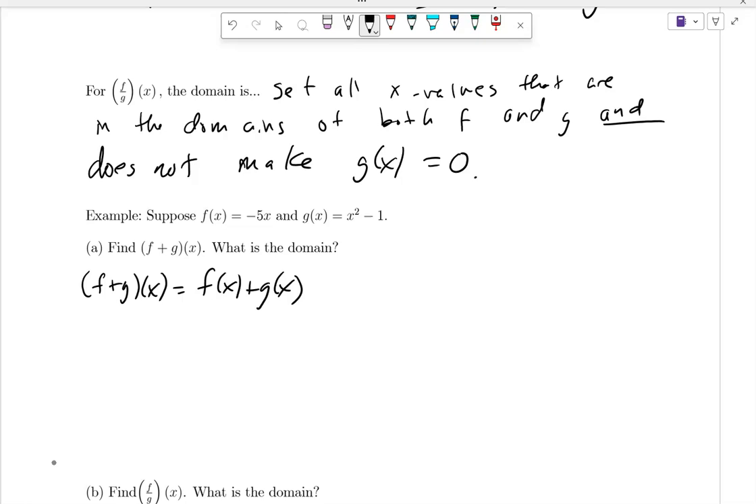What's f of x in this case? Negative 5x. What's g of x? X squared minus 1. That is the sum of f and g, but ordinarily we like to write our powers of x in decreasing order. So if I flip it around, we'll have x squared minus 5x minus 1, and that's it. That's all we would have for the sum of f and g. What kind of function is this?